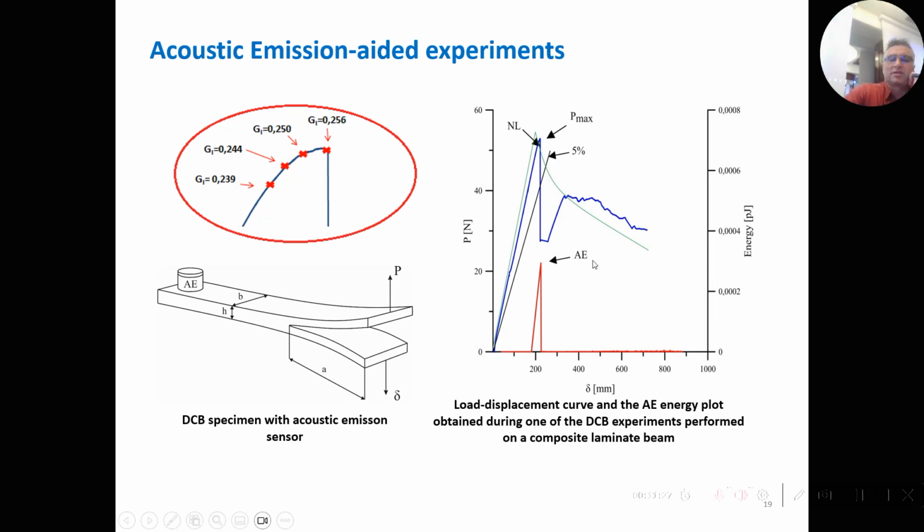And according to my experience, acoustic emission is very precise because, as you can see on the screen, there is a peak of energy or another parameter of acoustic emission, which shows you precisely the beginning of fracture, of propagation of the delamination. As you can see here on the top left, depending on the point that you accept as the beginning of fracture, you have different values of G1.